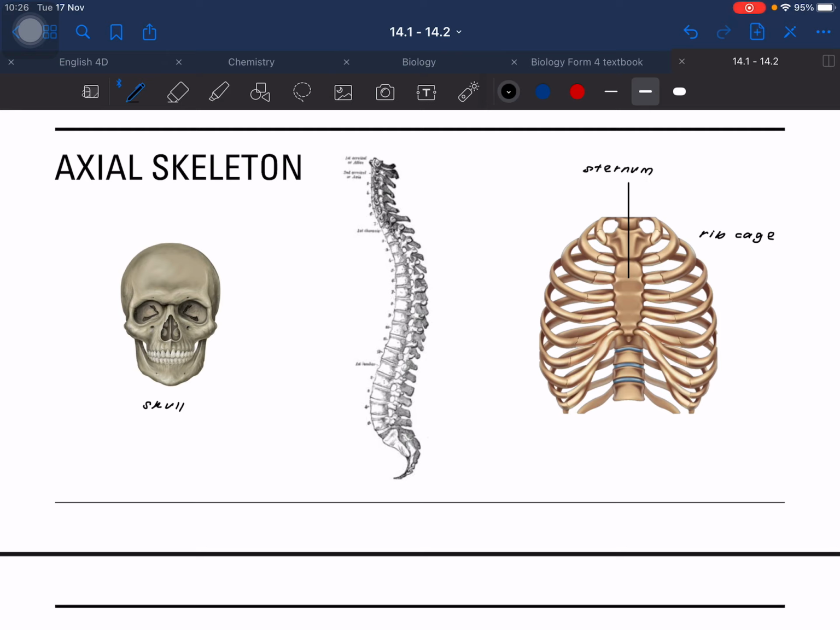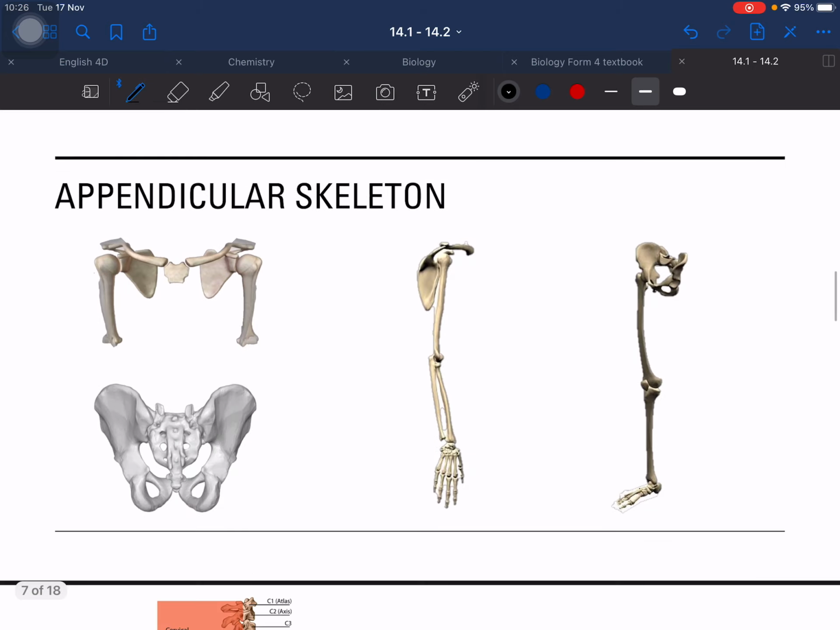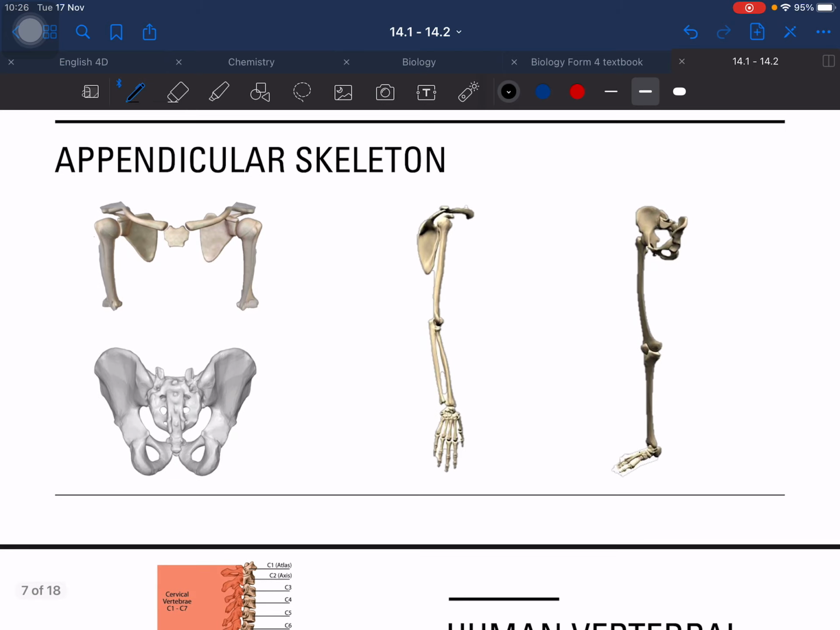And lastly, your vertebral column. Vertebral column. Right, that's your axial skeleton. And your appendicular skeleton, mainly 4 parts. So this is your pectoral girdle.